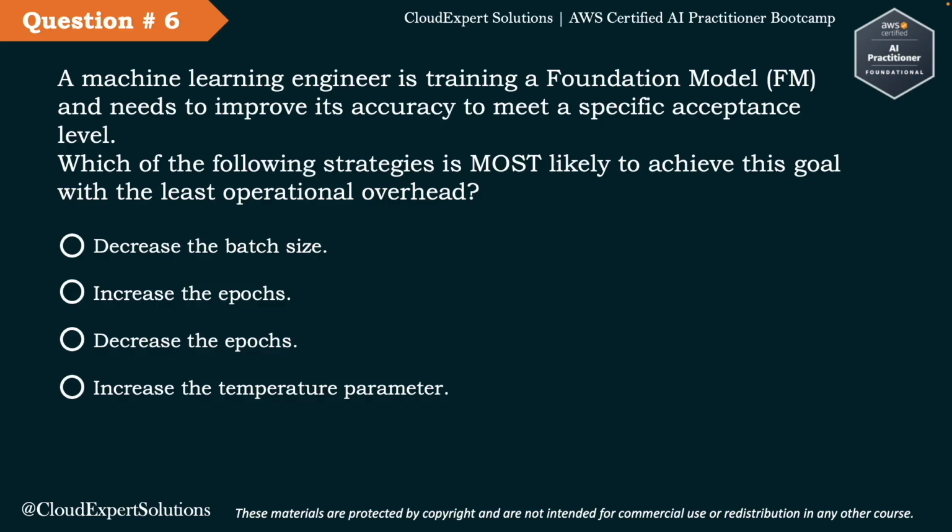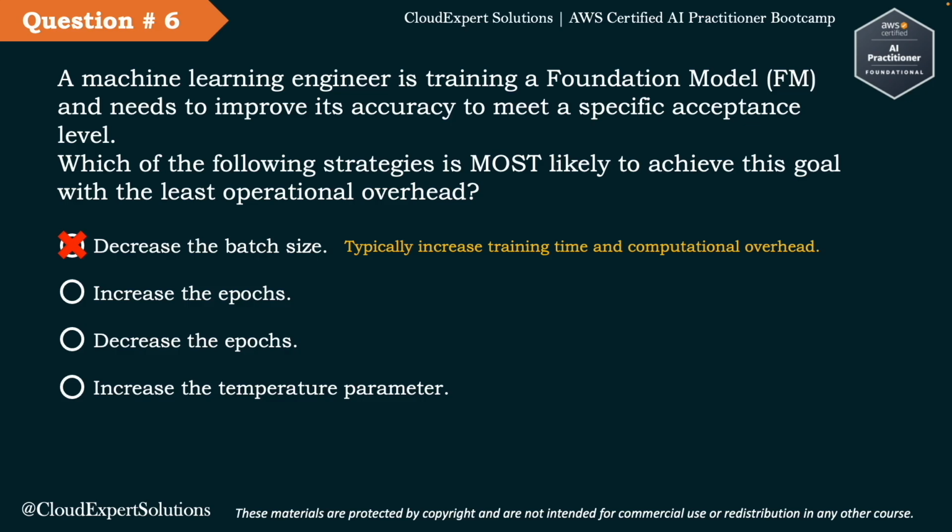Decrease the batch size. Smaller batch size can sometimes help generalization but typically increases training time and computational overhead. It does not guarantee improved accuracy. For this type of problem, you should increase epoch. That is why this is not the correct option.